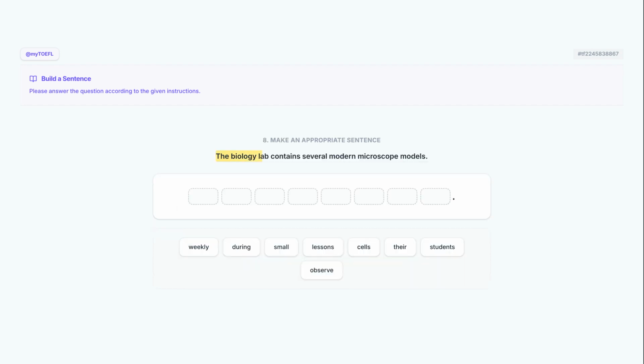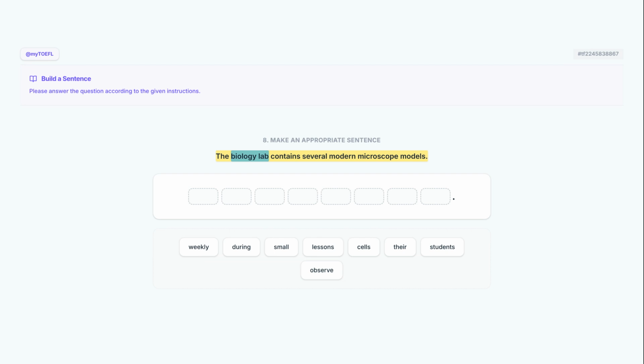The biology lab contains several modern microscope models. The sentence highlights the equipment in the biology lab. We should look for an answer that describes how students use these microscopes during their academic activities. Now, let's arrange our scrambled words to form the correct sentence.